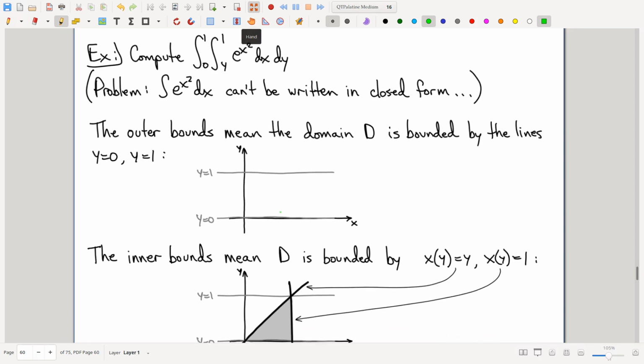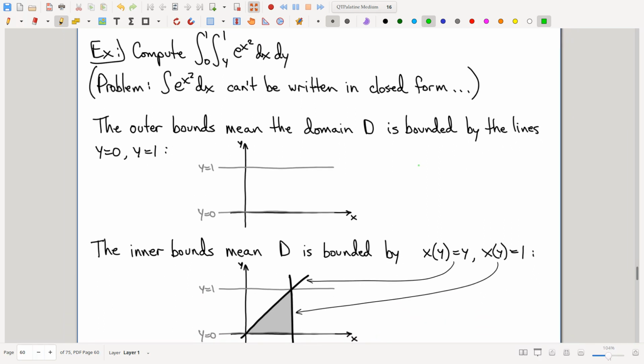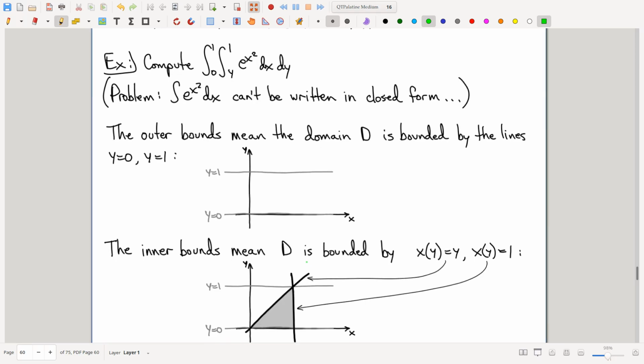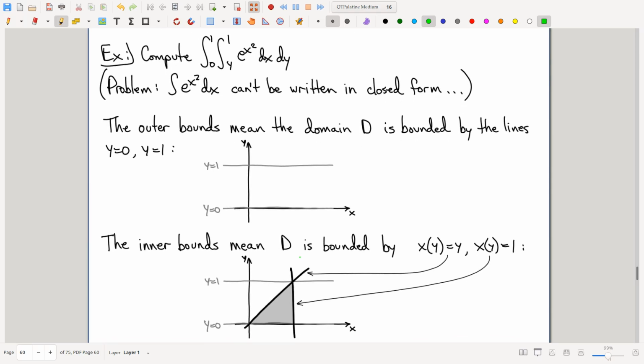I'm just going to try to get everything to fit on the screen here reasonably. Okay, so apparently we start at y equals 0, so we draw the line y equals 0. Apparently it ends at y equals 1. Cool.